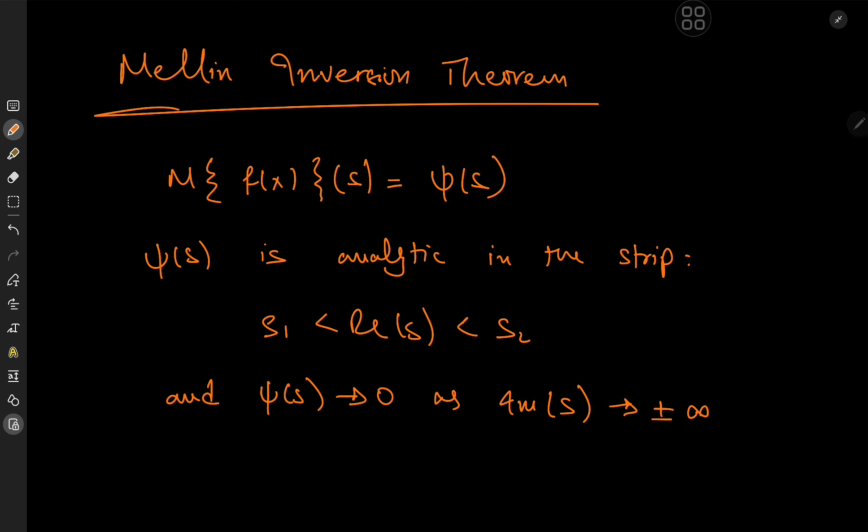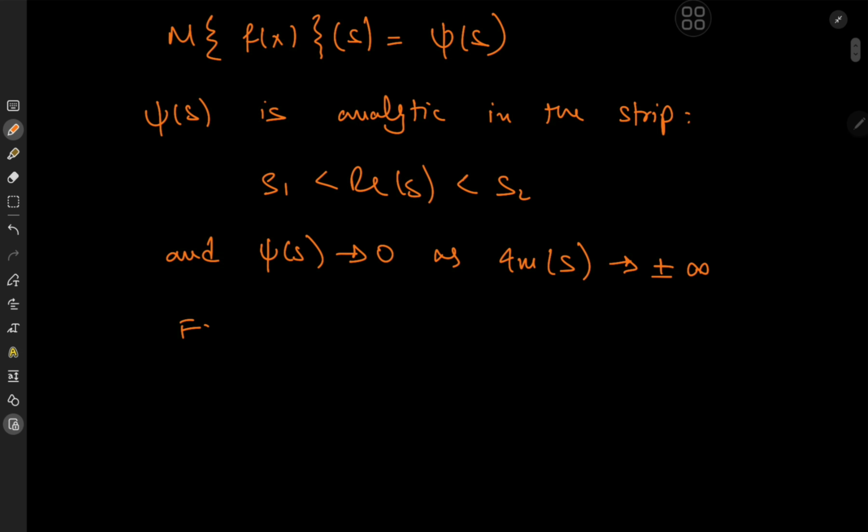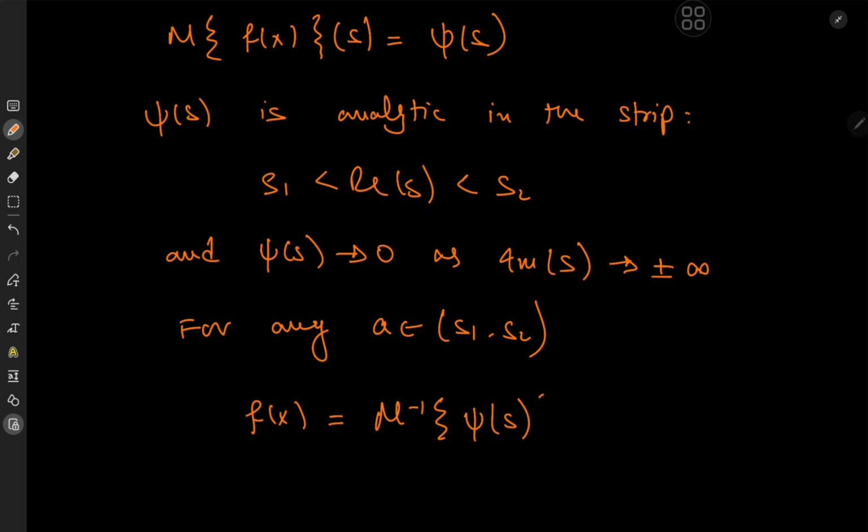Okay, cool. So if you have such a function psi of s being the Mellin transform of a function f of x, then we can invoke the Mellin inversion theorem for any real number a between s1 and s2. We have f of x equal to the inverse Mellin transform of the function psi of s, and it will be equal to 1 over 2 pi i times the integral from a minus i infinity to a plus i infinity of x to the negative s times psi of s ds.